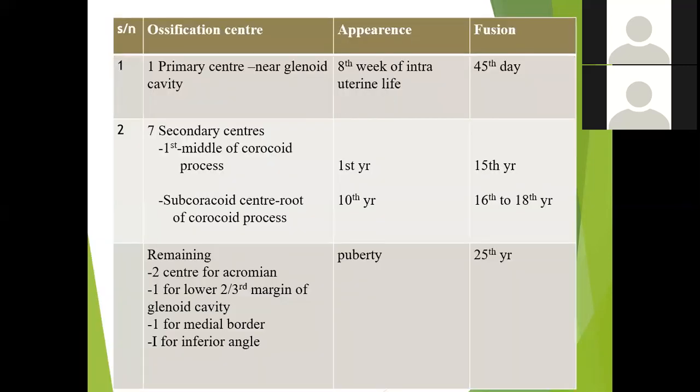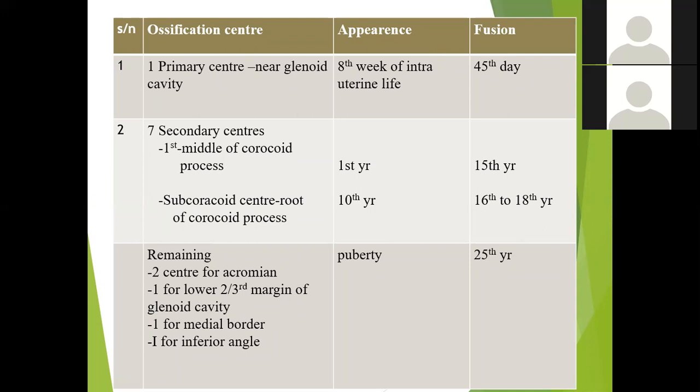Next we can talk about the second bone, that is the scapula, a very easy bone, and this comes under flat bones. First we can discuss the ossification. The scapula has one primary center and 7 secondary centers. The primary center appears near the glenoid cavity. As I have already said, for all bones the primary center will appear around the 8th week of intrauterine life, except the clavicle, and it fuses around the 45th day.